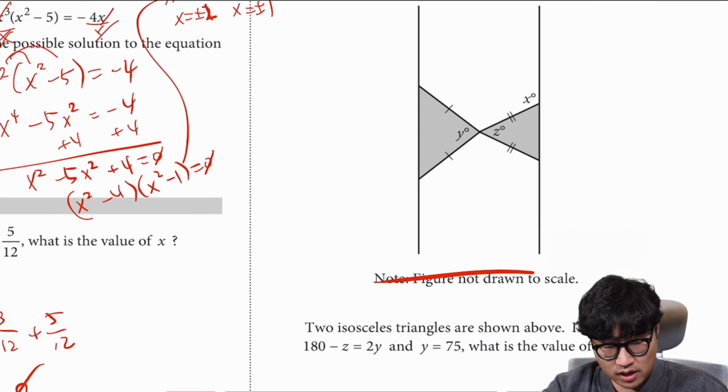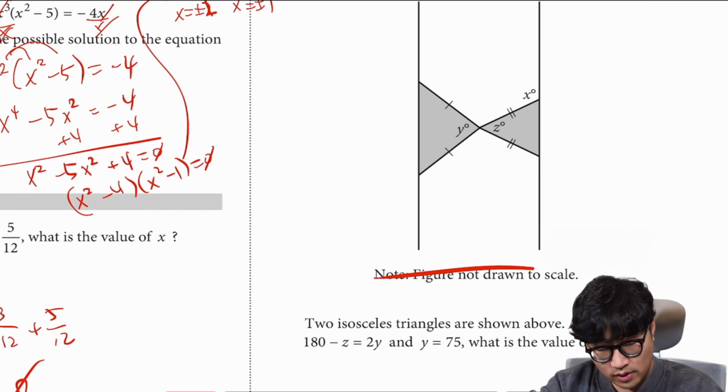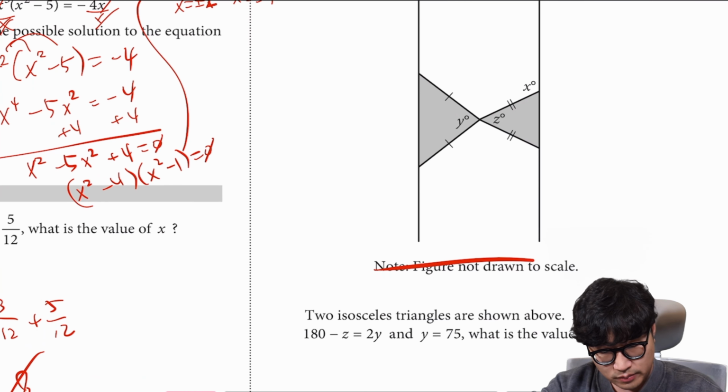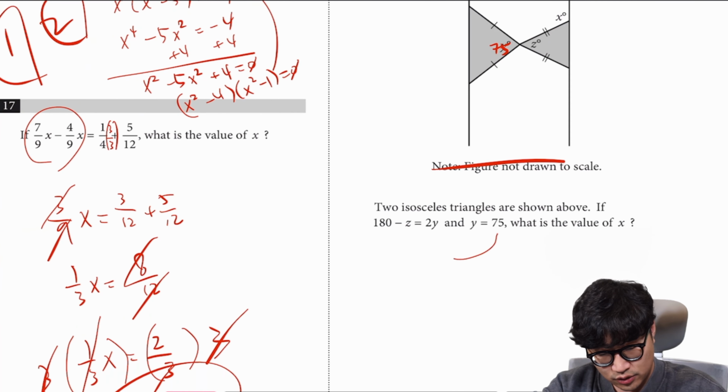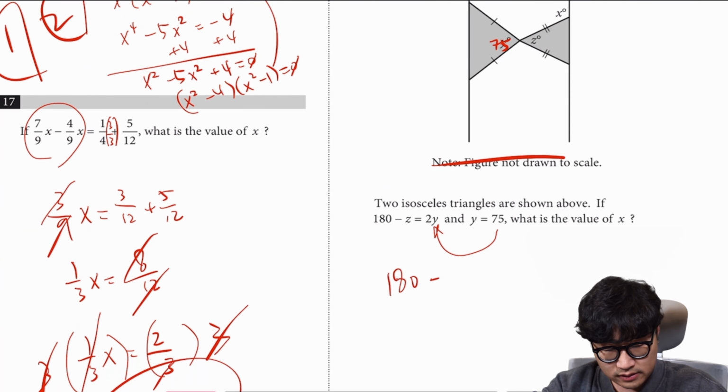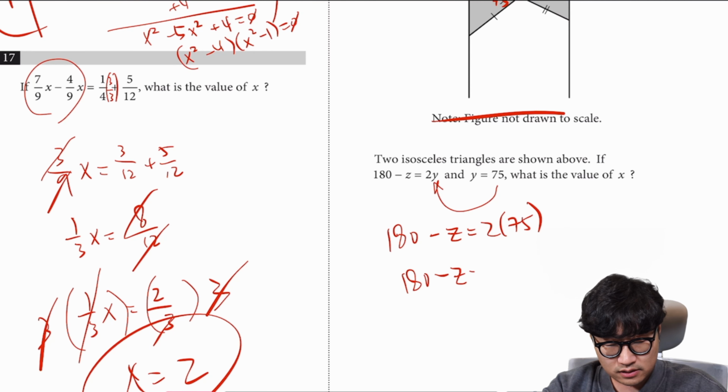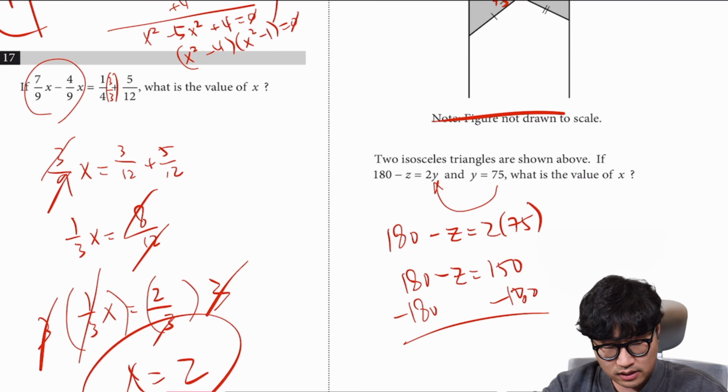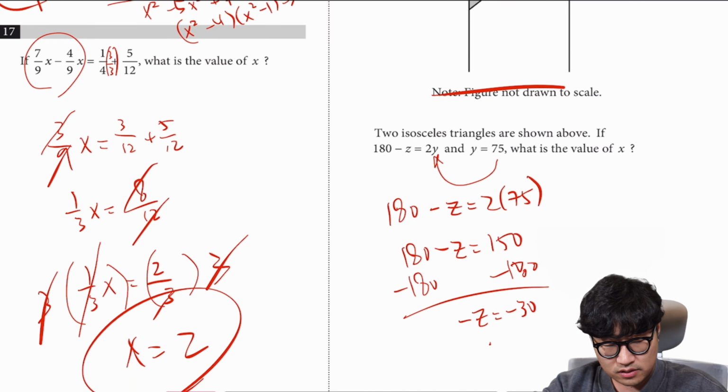Figure out, drawn to scale, 2 isosceles triangles. Y is 75. So can I figure out the z? Absolutely. Just put that in right there. So 180 minus z is equal to 2 times 75. So 180 minus z is equal to 150. Subtract 180 on both sides, and you get negative z is equal to negative 30. So z is equal to 30.